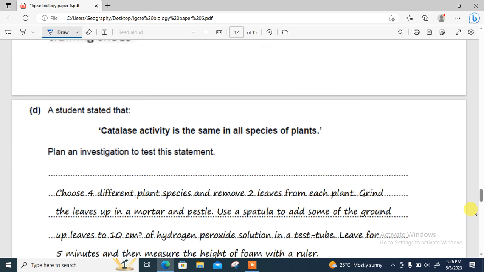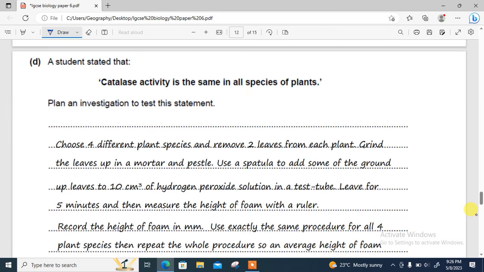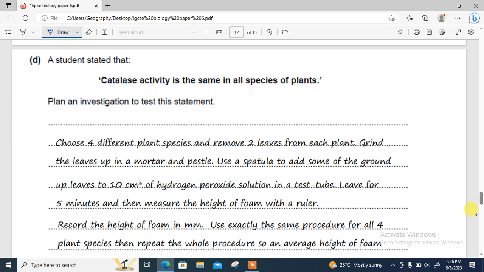Now here is a candidate's sample response to a 6 mark question. They say a student stated that catalase activity is the same in all species of plant. So now, if we're looking at this, you find out that what you need to change to test this, because they want you to plan an investigation, is the species of plant. So you need to get at least 3 or 4 different species of plant. In that case, the species of plant is your independent variable.